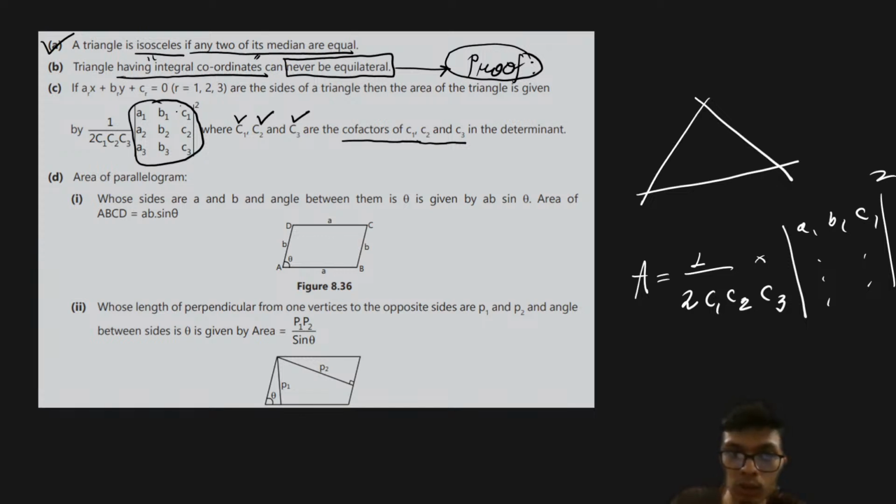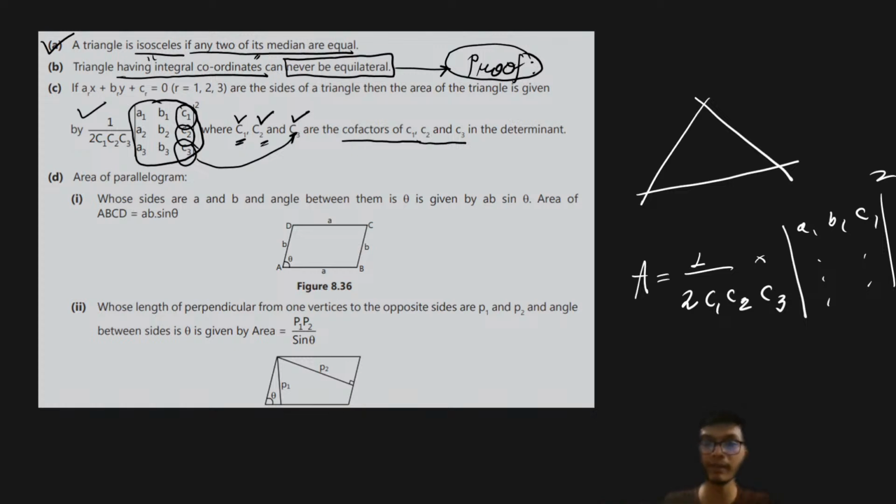So if you find the cofactor of c1, it is capital C1, the cofactor of c2 is capital C2, and the cofactor of c3 is capital C3. If you calculate this expression, you will definitely get the area of the triangle.